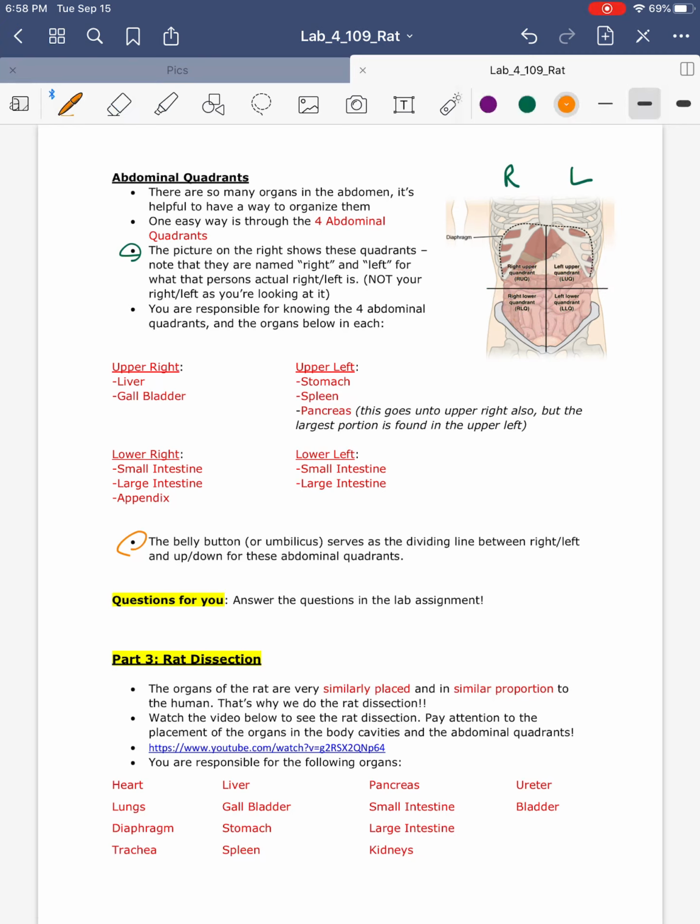And lastly, almost lastly, we have the appendix. The appendix is a little doohickey that comes off of the large intestine, lower right quadrant. Lastly, we have the bladder, which we can see part of right here. Bladder. All right, good stuff, everyone. Now you're going to watch the video down here for the rat dissection. Okay. And then I've given you a list of organs that you need to be able to label on the rat.